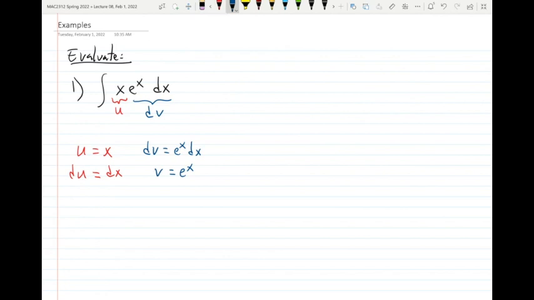So the integral equals, now the formula says uv, so that would be this guy times this one, so that's x e to the x, minus the integral of v du. Okay, that's what goes in there. So minus v du, and this part right here, so minus e to the x dx.